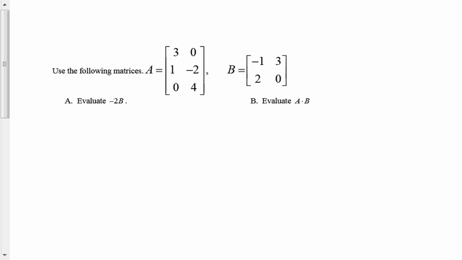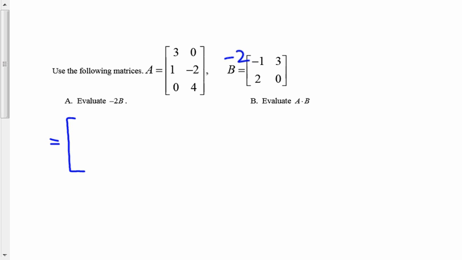Let's do a couple more. So last page in the notes, it says use the following matrices A and B to evaluate, and then evaluate both those matrices multiplied together. So in A, it just wants me to take matrix B and multiply it by -2. So I'm going to take -2 times matrix B. Basically, I'm taking every term in that matrix and multiplying it by -2. So my answer is going to be a matrix of the same size, 2 by 2.